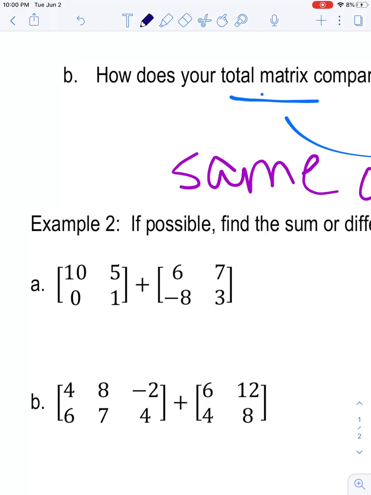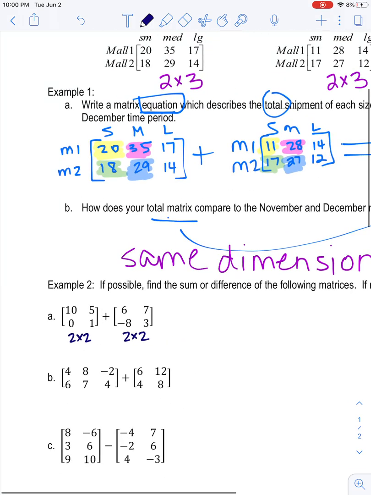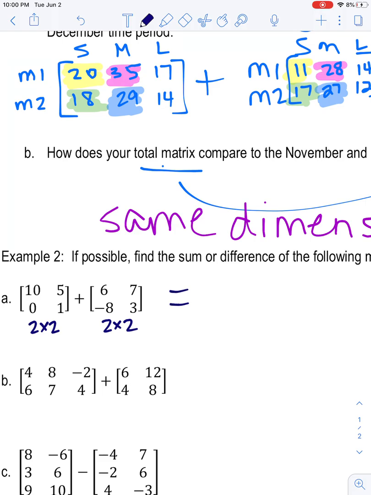So let's check first if it's possible. This is a 2 by 2, and then we're adding that with a 2 by 2. Dimensions are the same, rows and columns, so this should be possible. And my answer will be a 2 by 2.